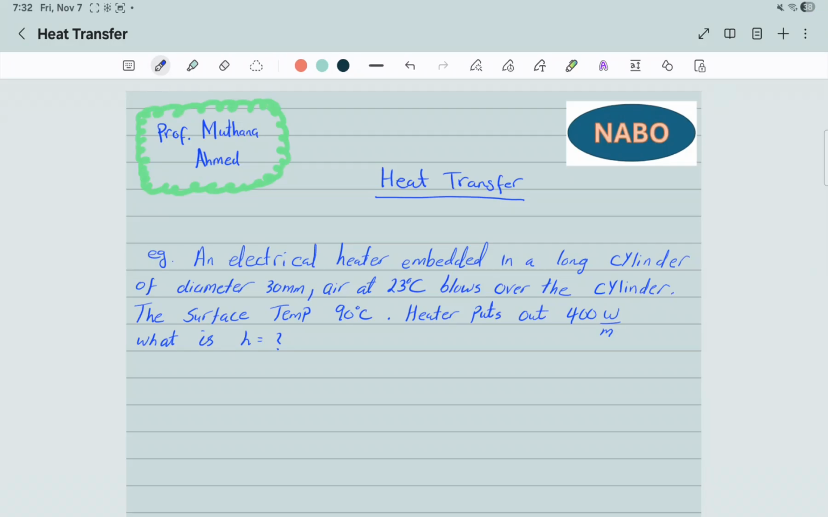Hello everyone, on today's class we're going to be covering some examples on the different modes of heat transfer. So let's go ahead and start with our first example. Let's read the problem statement.